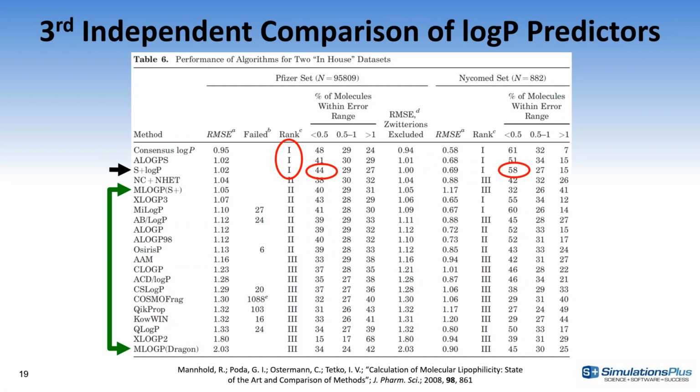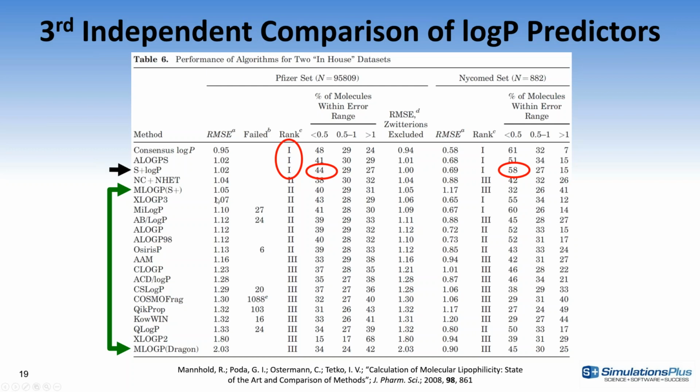I also want to note that we used the MLogP model, or the authors here used our Simulations Plus software and used our model of log P. So we also have this MLogP model in ADMET Predictor, and it ranked pretty good, second. Now you'll note that someone else submitted an MLogP model, and they used Dragon descriptors to create this. You'll note that our model came out a lot better, with a lot lower RMSE.